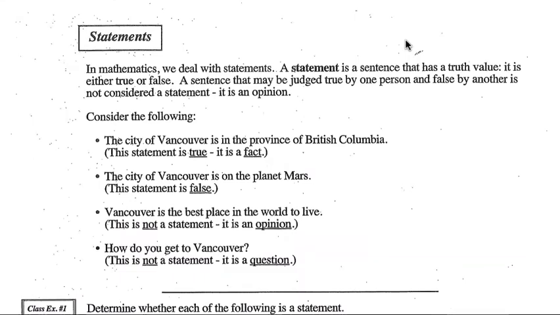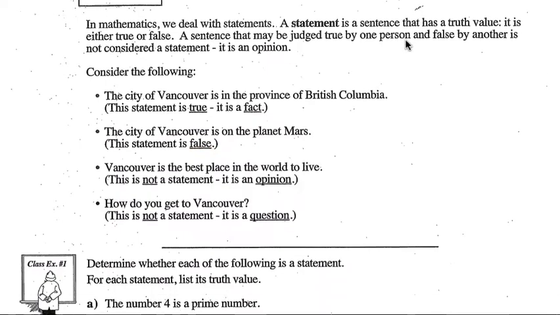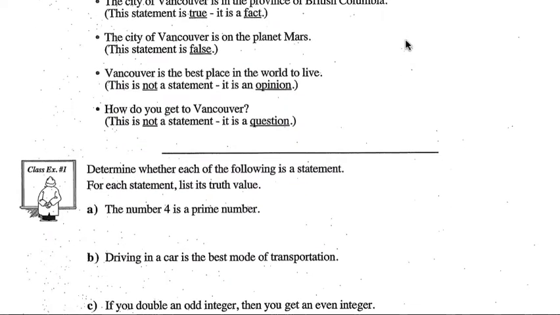Okay, so look at these following examples. The city of Vancouver is in the province of British Columbia. This statement is true. So this is a fact. The city of Vancouver is on the planet Mars. That is false. So this statement is false. Vancouver is the best place in the world to live. Well, some might think that, some might not think that. This is not a statement. This is an opinion. How do you get to Vancouver? This is not a statement. This is obviously a question.